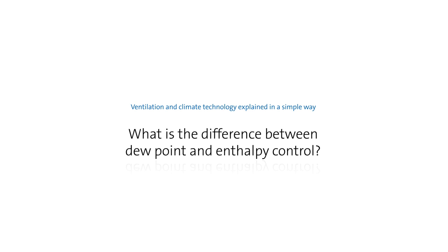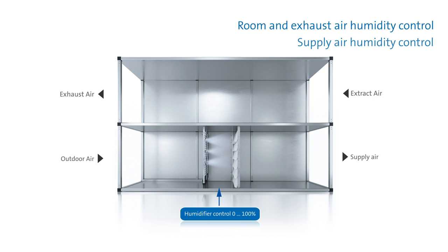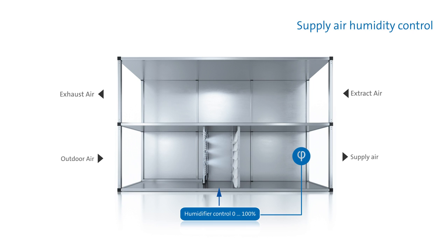What is the difference between dew point and enthalpy control? The humidification control system provided in a ventilation and air conditioning unit generally distinguishes between humidity control for room or exhaust air and humidity control for supply air. In the supply air humidity control system, the control sensor is installed in the air supply duct in front of the humidifier. In this case, control is only based on the conditions in the unit itself.